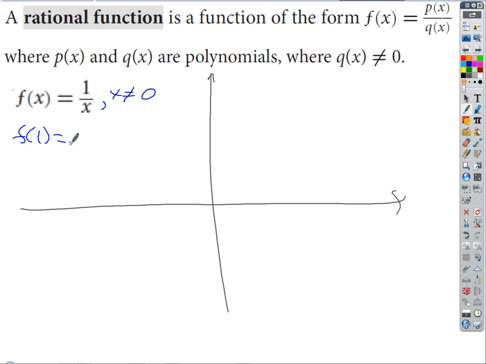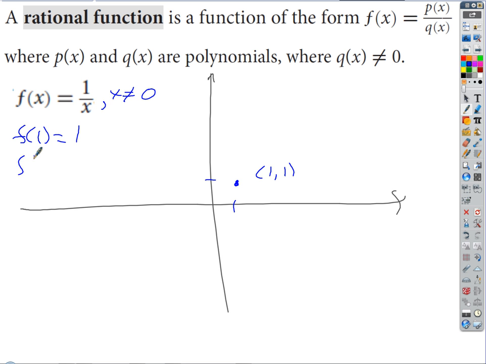1 over 1 is 1. Good, okay, so this tells us that when x is 1, y is 1, right? So we know it's going to go through the point (1, 1), okay? What's another one? Riley, what's another one? So if we go over 1, we go up 1.